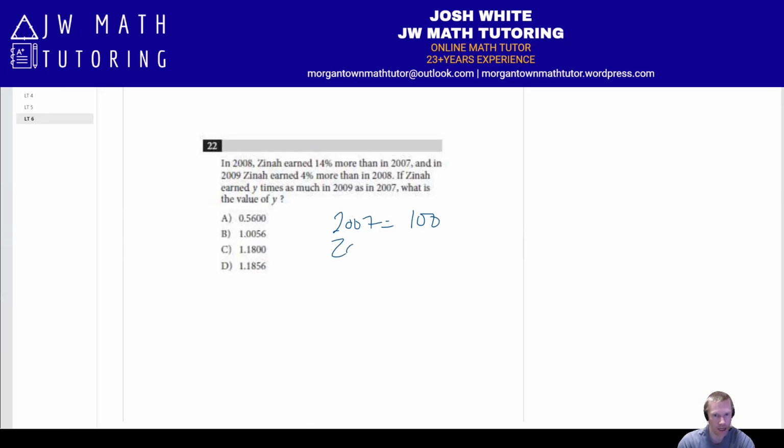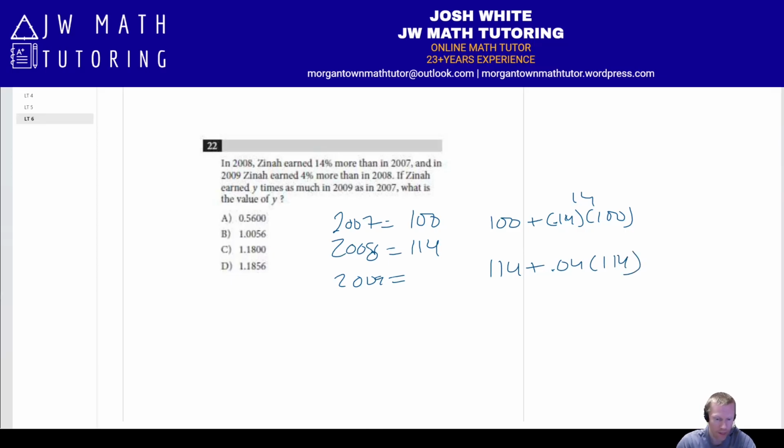Okay, so then in 2008, he earned 14% more than 2007. So that would just be basically 100 plus 0.14 times 100. Well, that's just 14. That's why I chose 100 to start with. So the total earnings in 2008, 114. Now 2009, it's 4% more than 2008. So now we're taking 114 and we're doing plus 4% of the 114.